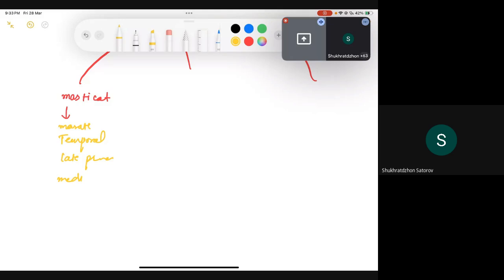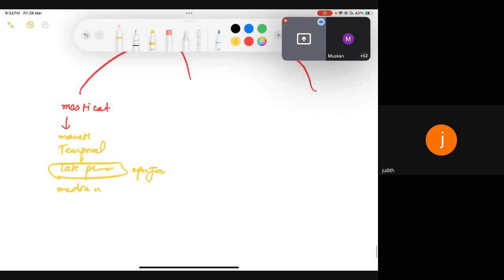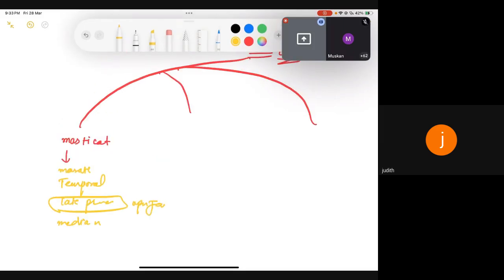Lateral pterygoid and medial pterygoid, right? Okay. So for the opening of the jaw, we have a single muscle. What's the name of that? Is that lateral pterygoid or medial pterygoid? Lateral. Okay, so opening of the jaw. Perfect. Basically, it's also going to bring taste sensation, if you guys remember. From the anterior two-thirds of your tongue, it's going to bring taste sensation.